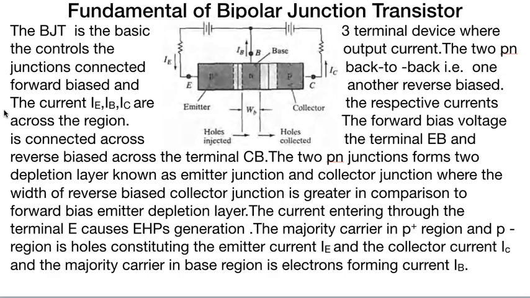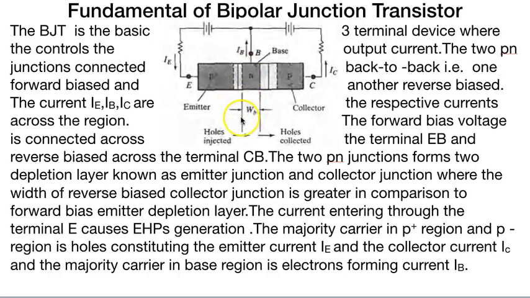The current entering through the terminal E causes electron-hole pair generation. The majority carriers in the P region and P- region are holes, constituting the emitter current IE and the collector current IC in the collector region. The majority carriers in the base region are electrons, forming the base current. Now this was the basic about the PN junction.